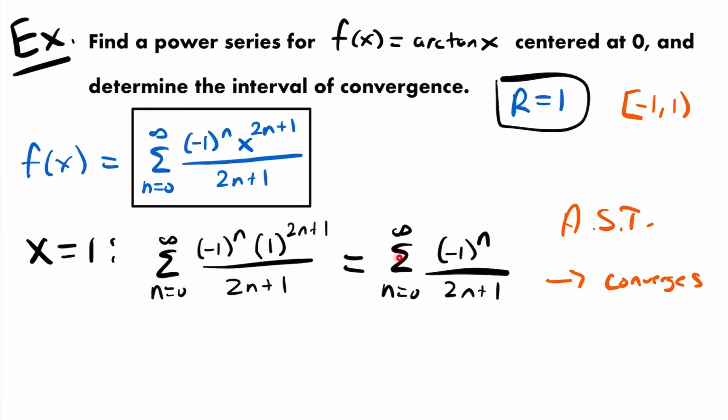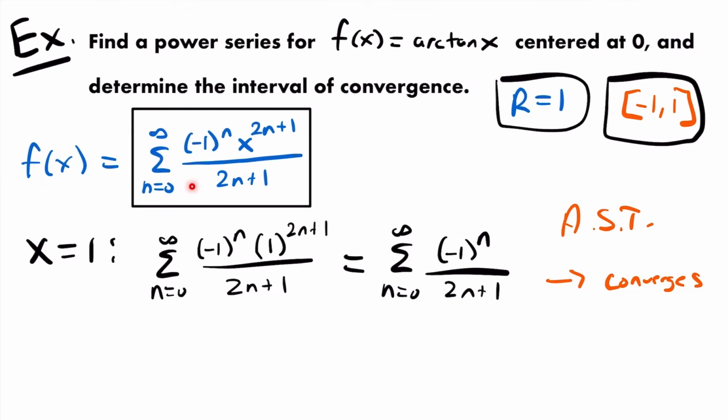All right, so since the series converges when x equals 1, that means that our power series is a convergent series for that value, so we need to include positive 1 in the interval of convergence. So we will remove the open bracket and replace it with a closed bracket, and now we have the interval of convergence for the power series that represents the function arctangent of x. Okay, and so with that, that's it for this example.